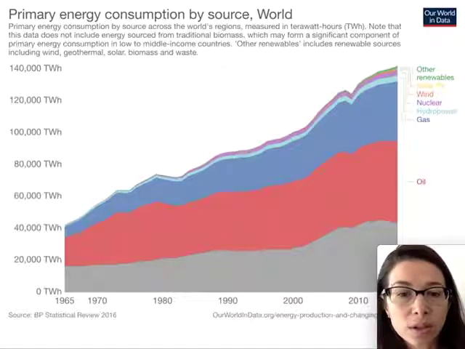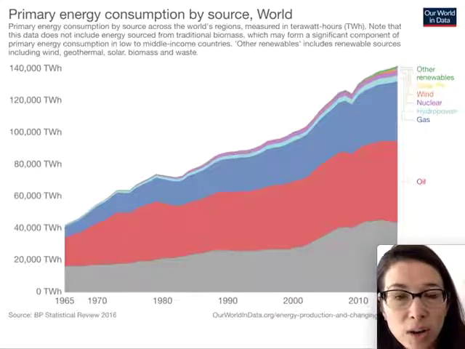So those are the most used, and natural gas are the three most prevalent methods of generating electricity. And then we have small slivers on top of other renewable sources.